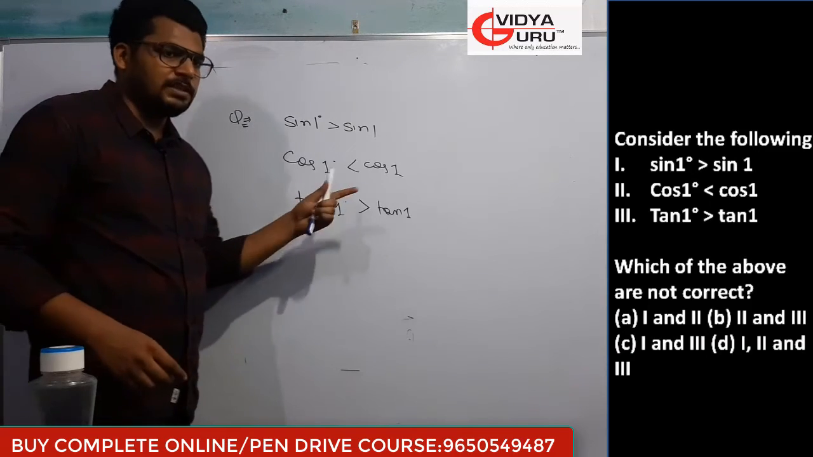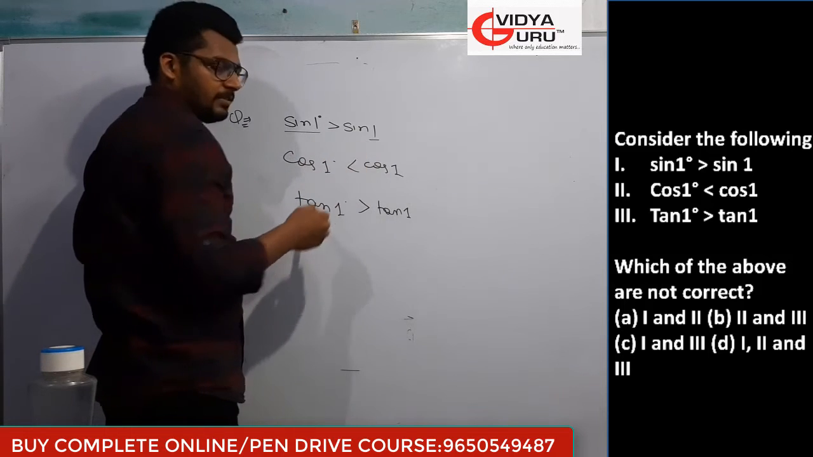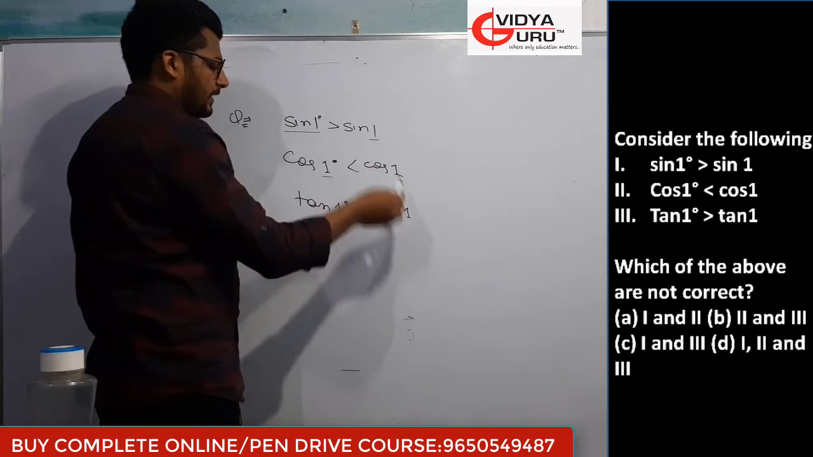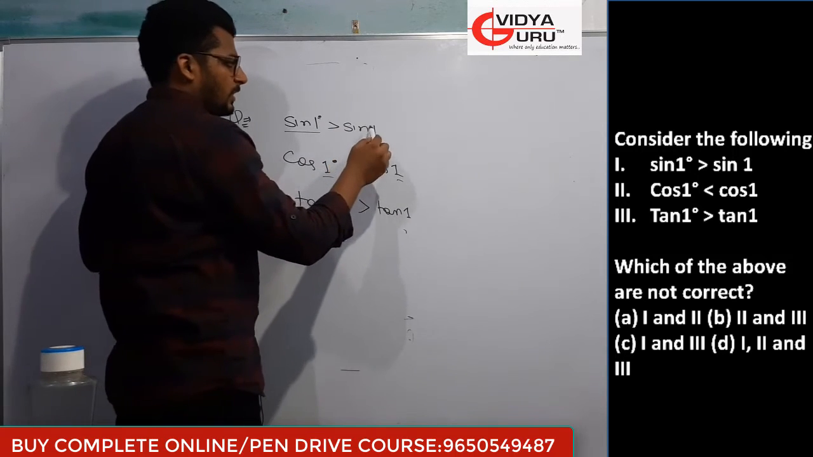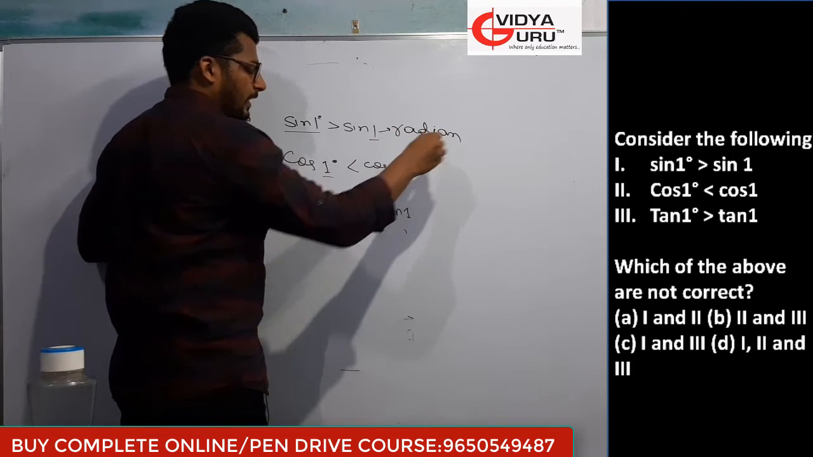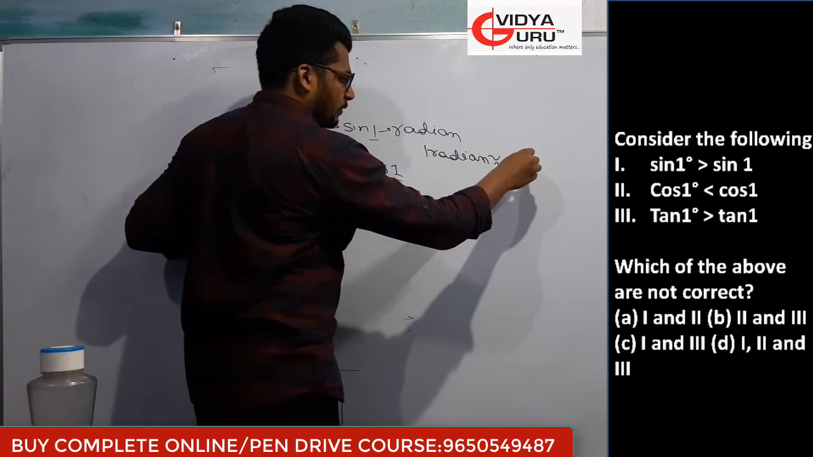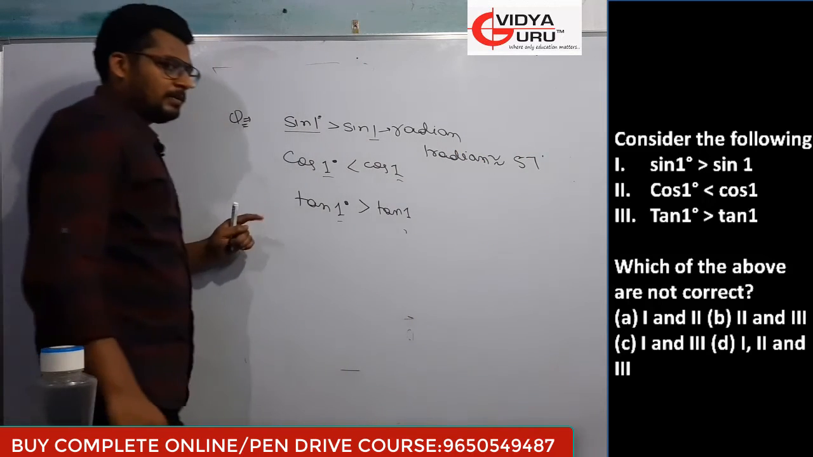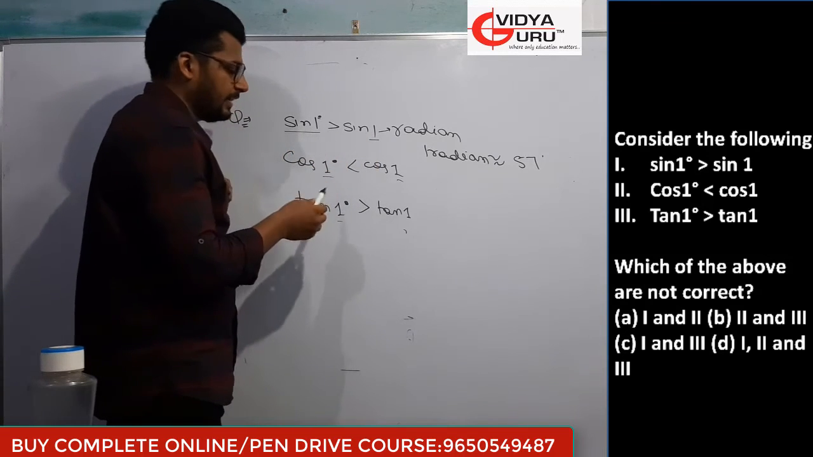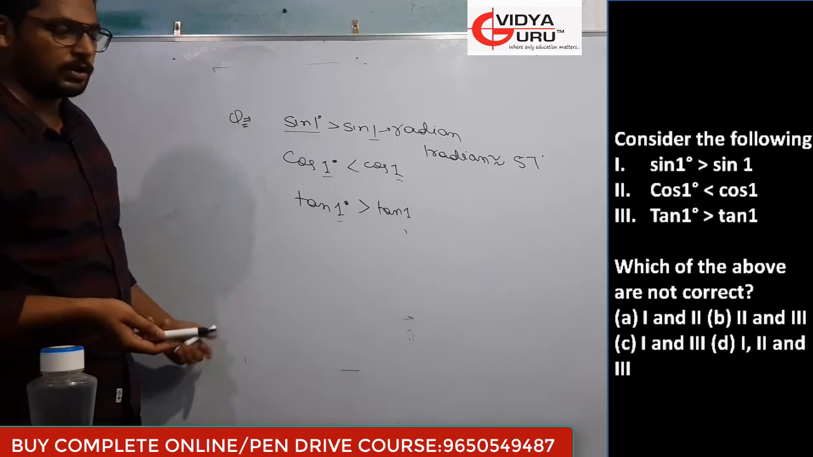The question is saying which of these is not correct. See, this is sin 1 degree and this is sin 1. This is cos 1 degree, cos 1, tan 1 degree, and tan 1. If there is no degree sign, this means it is radian, and 1 radian is approximately equal to 57 degree. So the question is asking: sin 1 degree is greater than sin 57 degree, cos 1 degree is less than cos 57 degree, and so on. Is this true or not?